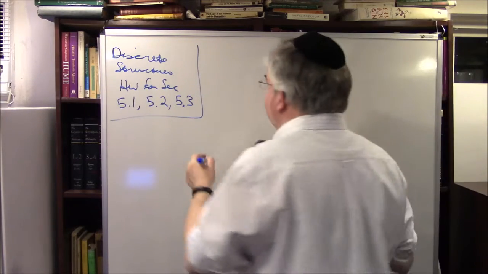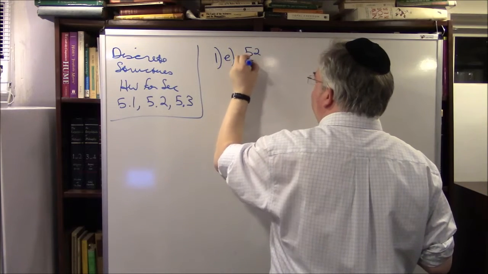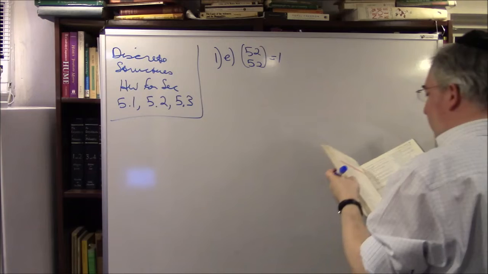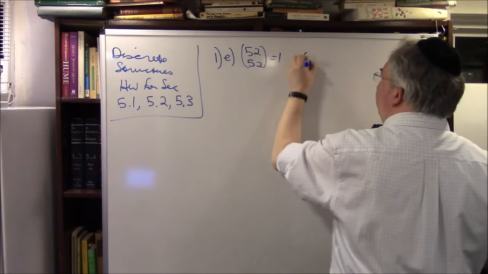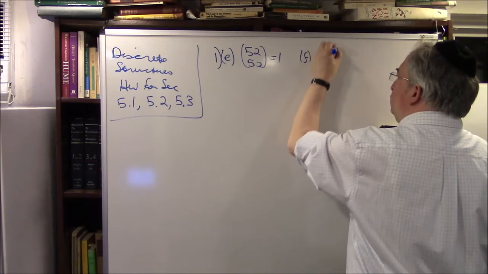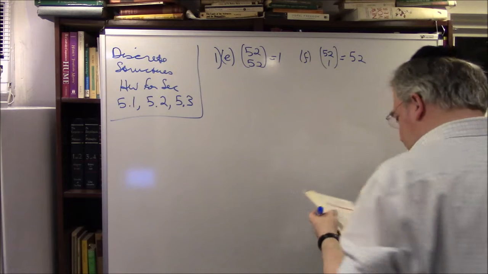1E, so we're going to do this a little bit quickly. 1E is 52 choose 52. Well, that's equal to 1. It's pretty easy. 1F, this is 52 choose 1, which is 52. Okay, so that's pretty easy. Next.